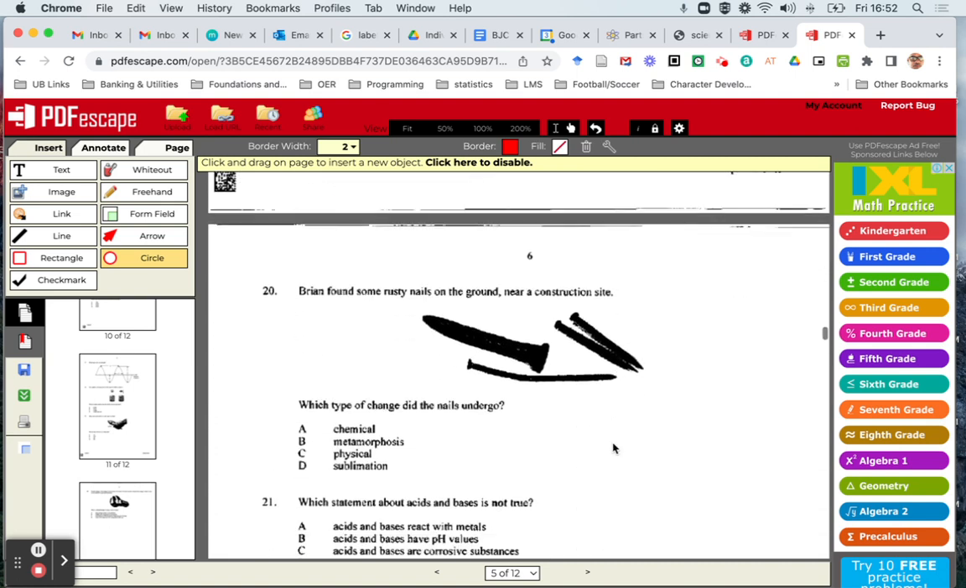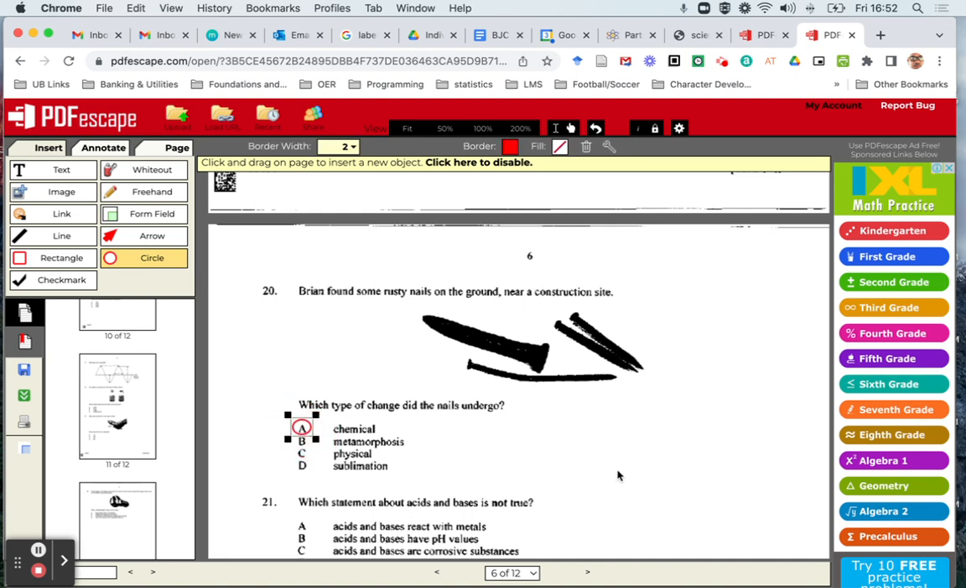Brian found some rusty nails on the ground near a construction site. What type of change did the nails go through? Well, if they're rusted, that's a chemical transformation from iron to iron oxide. Rust is just iron oxide. So that's going to be chemical change.